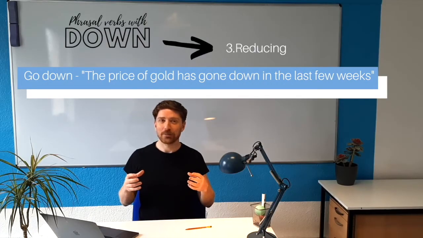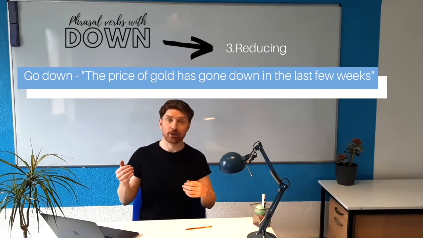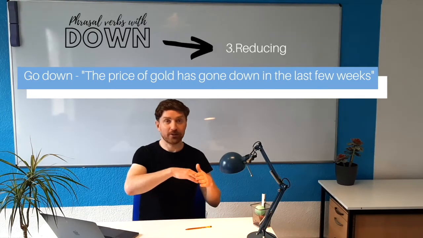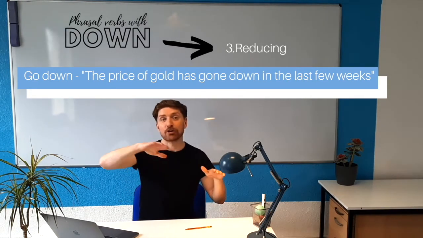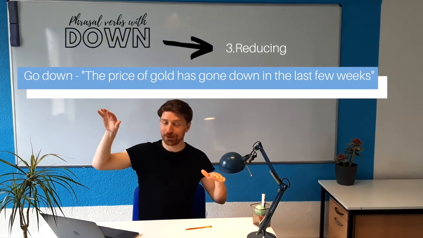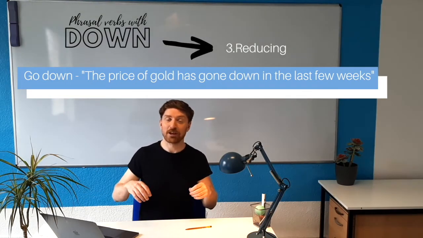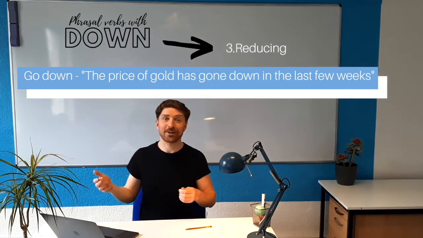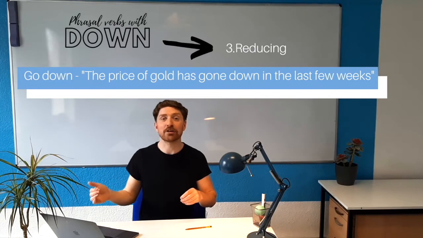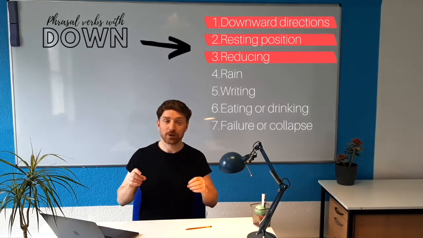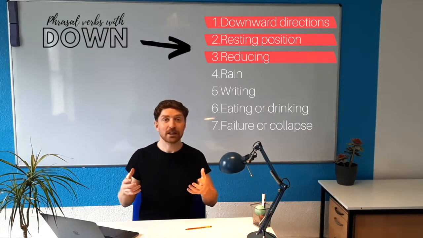Then go down, the meaning is again reduction. So we would often use this when we're looking at statistics. So we could say the price of something was first increasing, so going up, and then decreasing, so going down. So we could say, for example, the price of gold has gone down in the last few weeks. So the meaning here is that the price has decreased in this time. This is the third group of phrasal verbs with the preposition down. The meaning is a reduction.